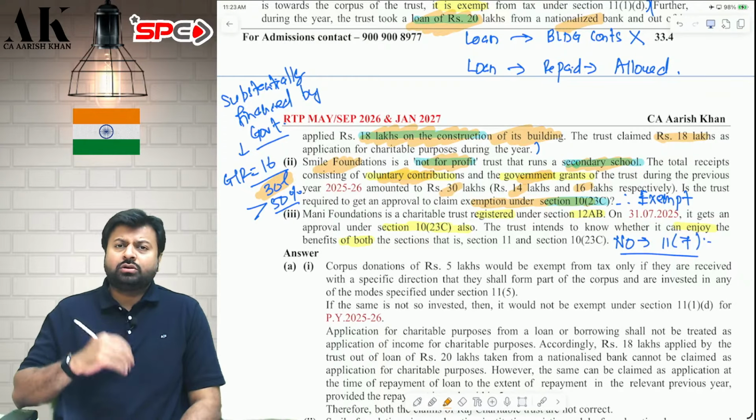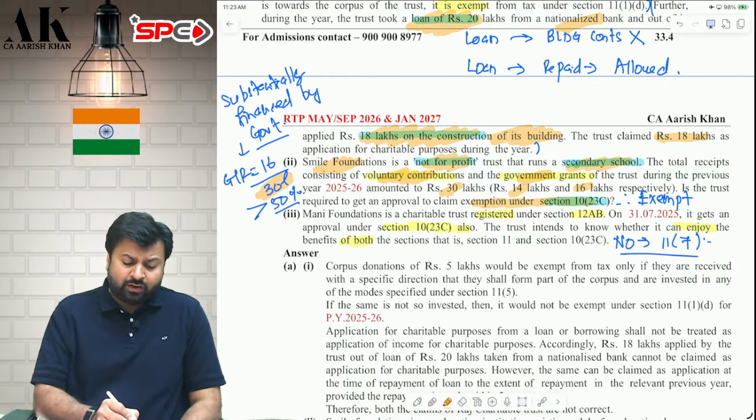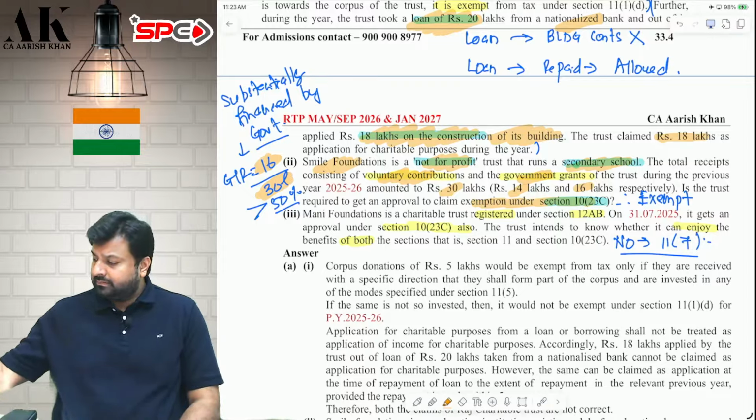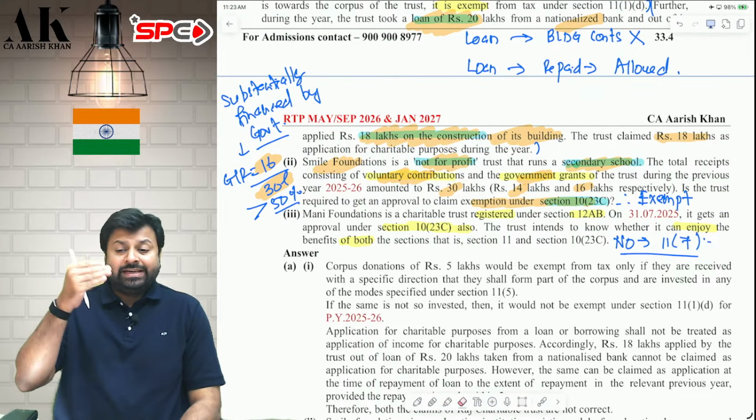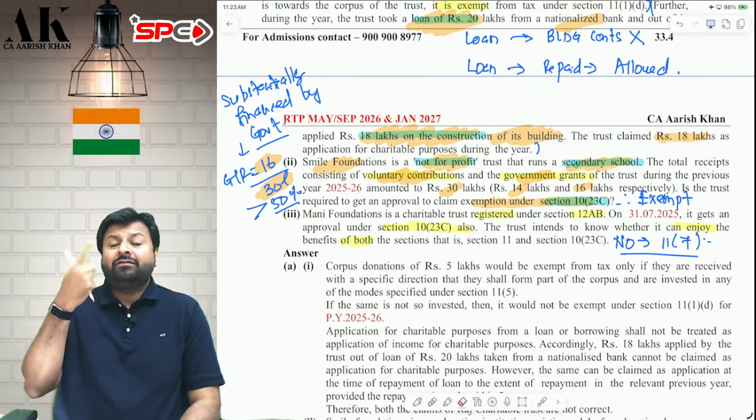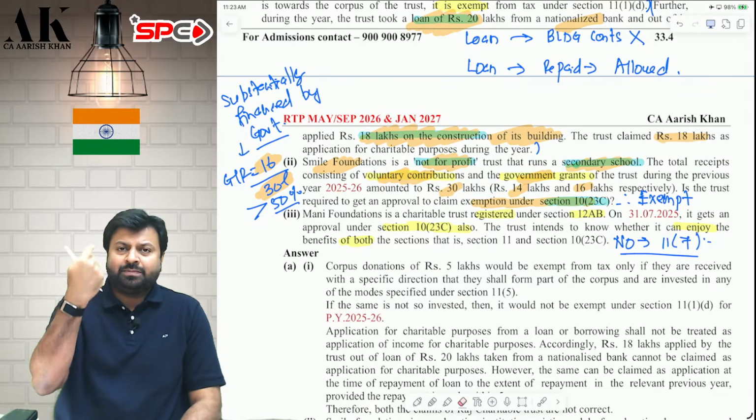Out of that, how much donation is received? How much grant is received from government? 16 lakh rupees is received from government. Therefore, out of 30 lakh, if 16 lakh is received from government, then more than 50% is financed by government. Therefore, it is by default exempt.